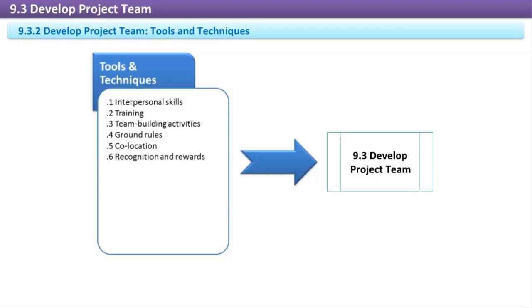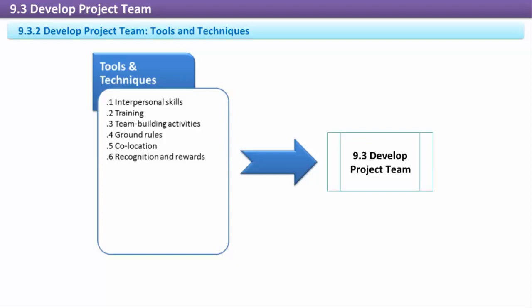Ground rules. Ground rules are the behavioral expectations the team has for its members. Ground rules are established and enforced by the team itself. Co-location. Co-location is providing a common physical area for all or most of the team members. Co-location helps improve communication and facilitates team building.